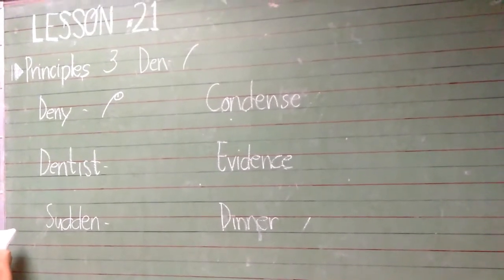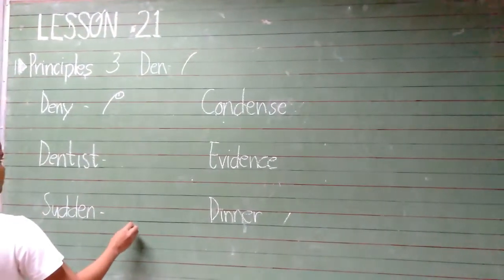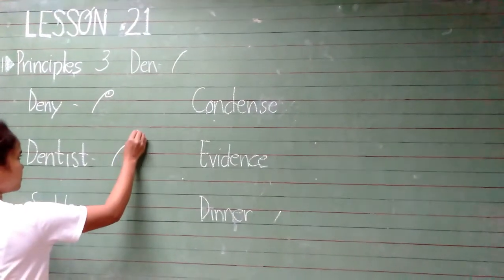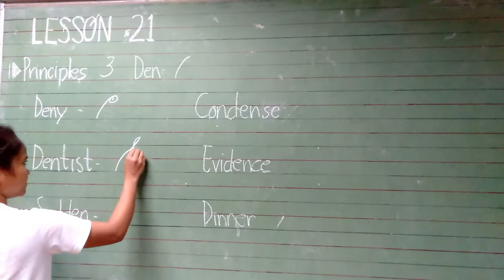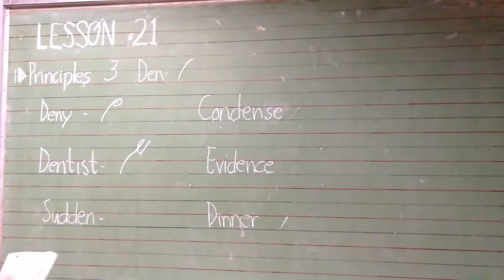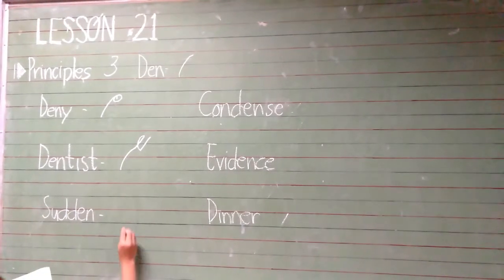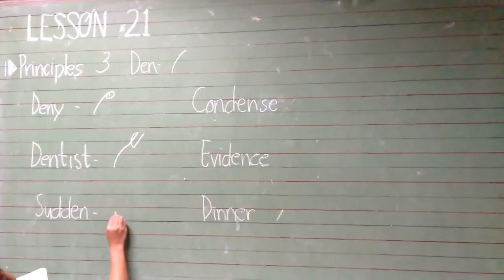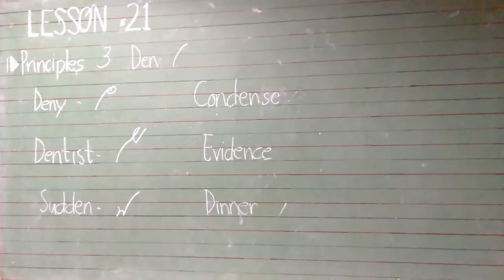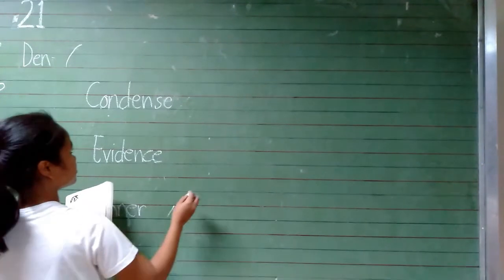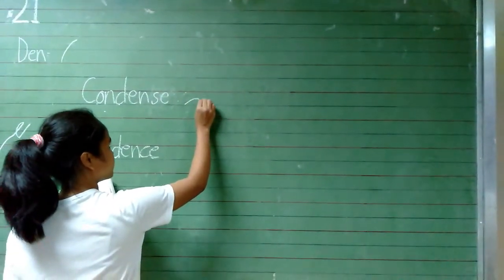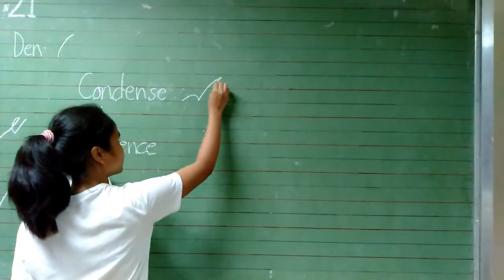Second is the dentist, which is represented by DN, T, E, left S, and T stroke. Next is sudden, which is represented by right S, the OO, and D N stroke. Next, condense, which is represented by K, DN, and left S stroke.